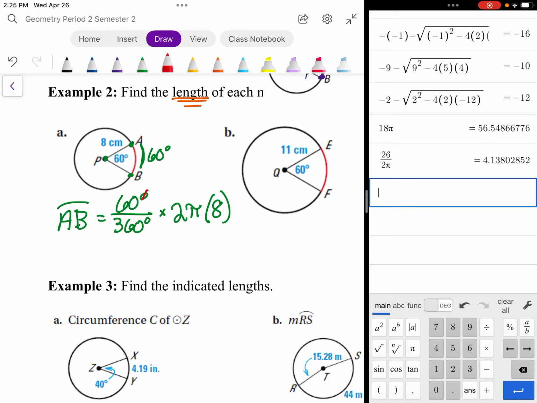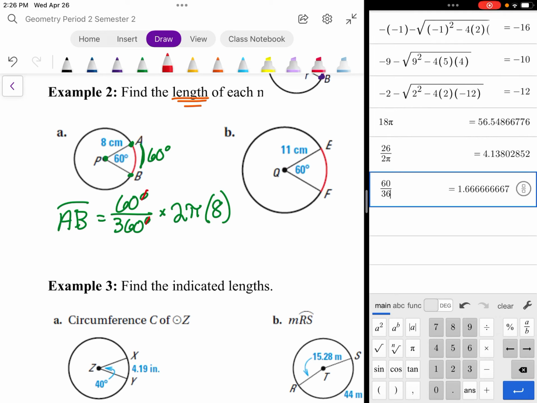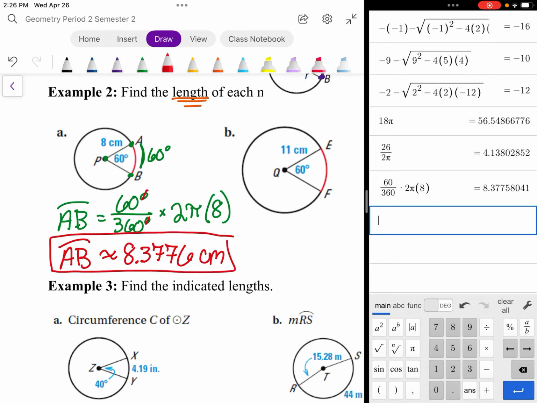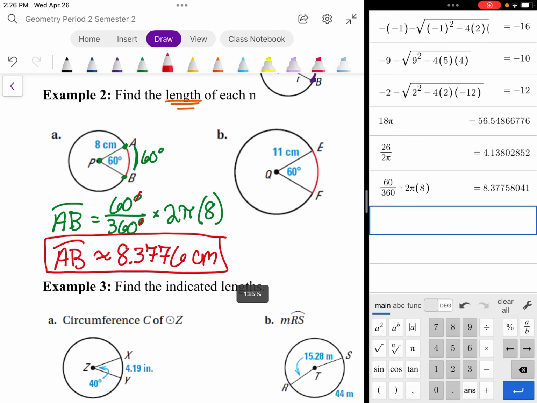So when we do this, the units of degrees are canceling out with each other. So we're going to have 60 over 360 times 2 pi times 8. And that's going to give us our length of AB. So for now, we're just going to round to multiple decimal points. So we're going to round to 4. And it's a measure of the units, so we're going to label it with centimeters.